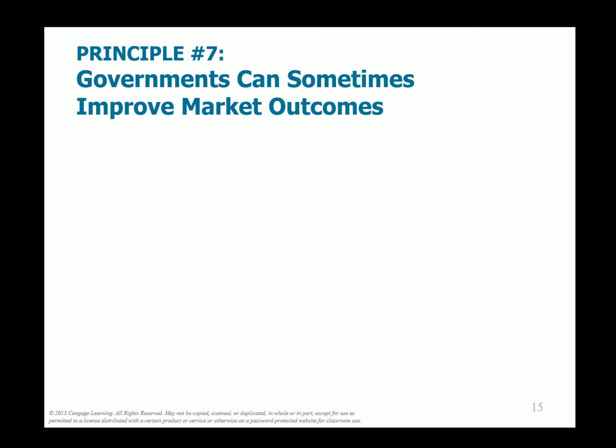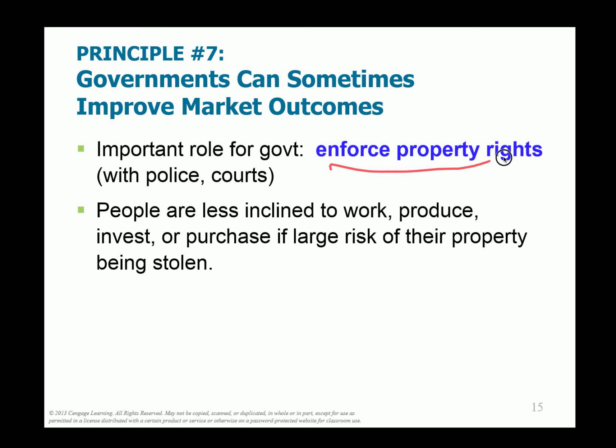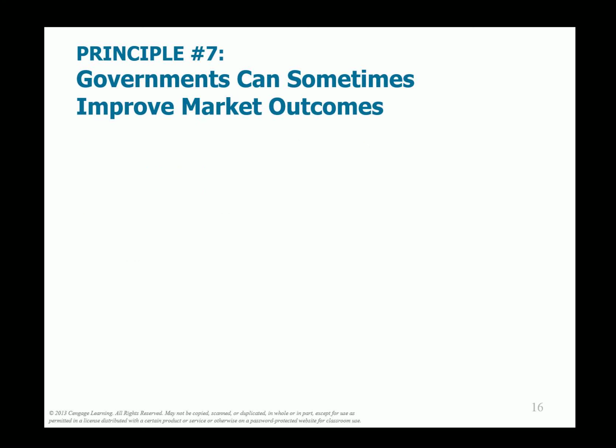Number 7, governments can sometimes improve market outcomes. So we need this really important idea, property rights. This is important for you to remember. Without property rights, we can't guarantee that a producer will want to produce even if he's going to make a profit, because the factory or perhaps the profits themselves might be stolen in the absence of strict property rights. Okay? So people are way less inclined to work if they're going to have their goods stolen.